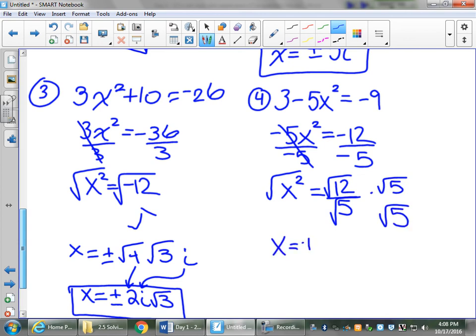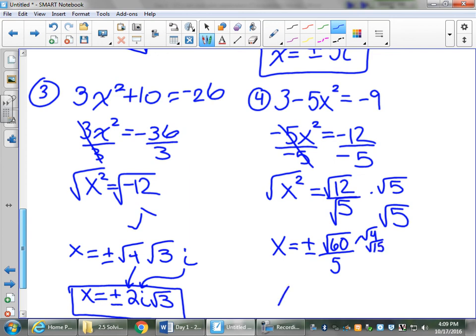I'll get x equals plus or minus. The 12 and 5 are both underneath a radical, so I can multiply them to get radical 60. Square root of 5 times square root of 5 is the square root of 25, which is just 5. I cannot divide 60 and 5, but I can attempt to break apart 60 into 2 other radicals. And if you find the largest perfect square that goes into 60, you're going to figure out that that's going to be 4, and it goes into 60 15 times.